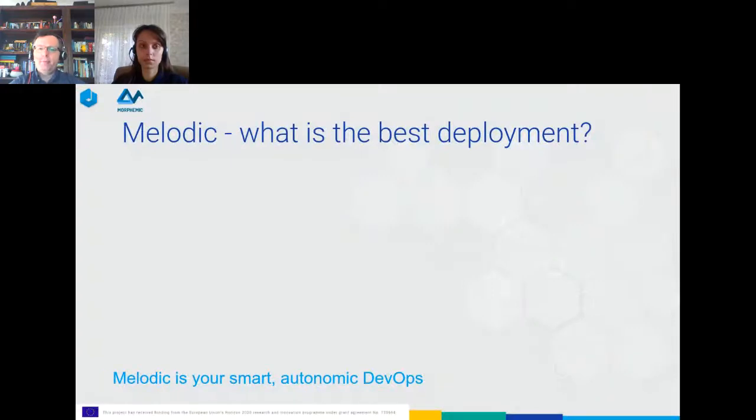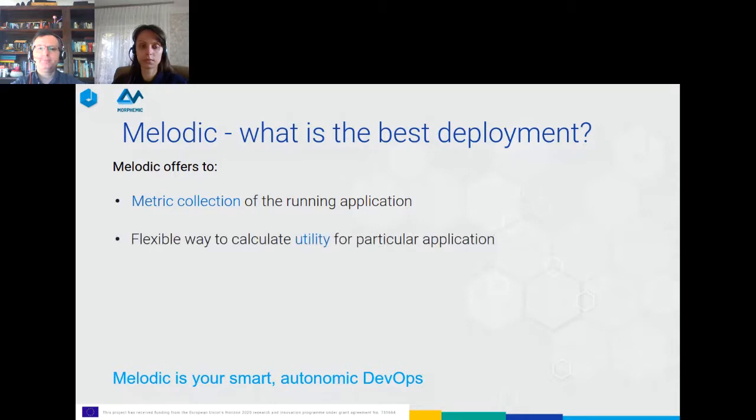What is this best deployment? Probably that's the biggest differentiator and unique feature of Melodic, but first, we need to know the current state of the deployment. So we are able to collect metrics of the running application. We are collecting both technical metrics like CPU and memory and business metrics, which describe the business behavior of the application, like, for example, average response time to the user or how long a given job takes.